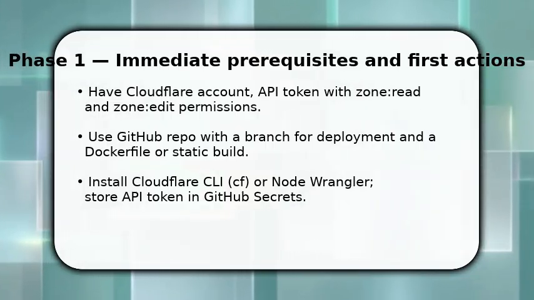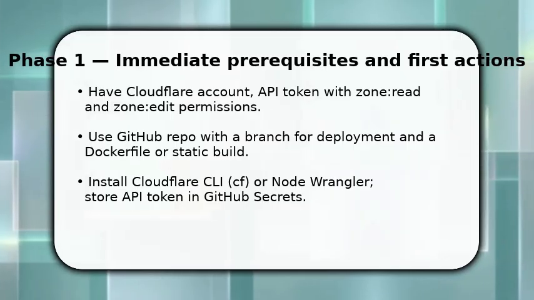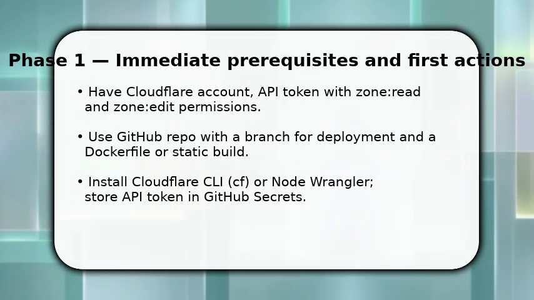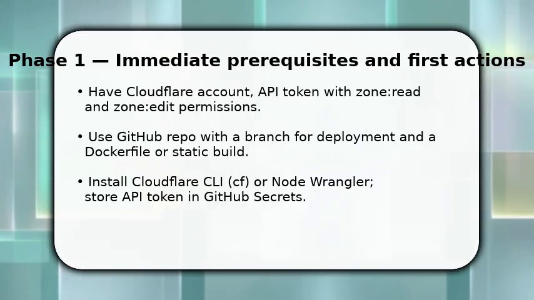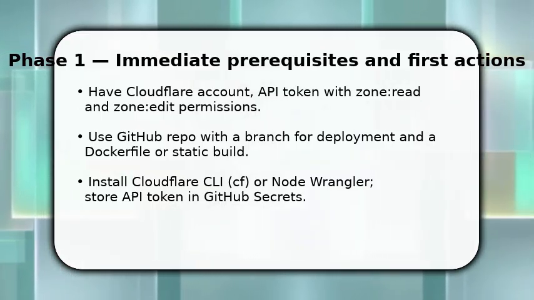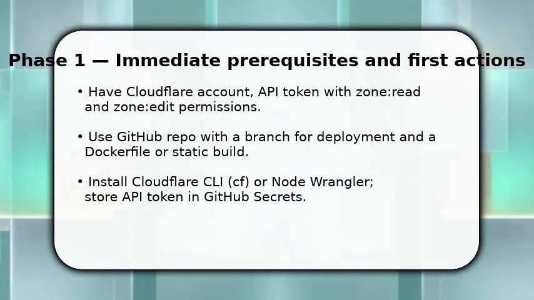Once done, create a deployment branch and add a minimal GitHub Actions workflow file to the repo root so the automation can trigger on push. This starts the continuous delivery pipeline and links GitHub to Cloudflare.